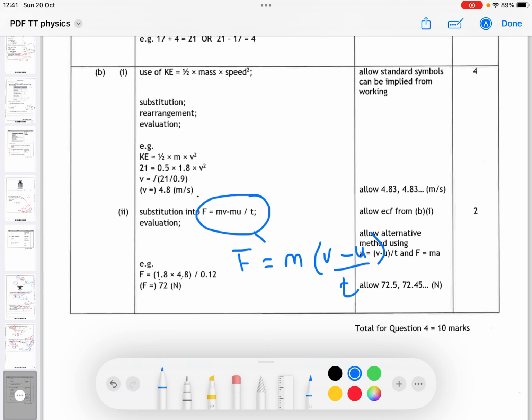Let's see if I can erase it. How do I erase it? Oh, there it is. Just so you can see the mark scheme underneath, if you want to, okay? Right.